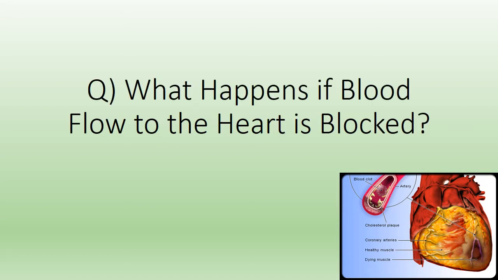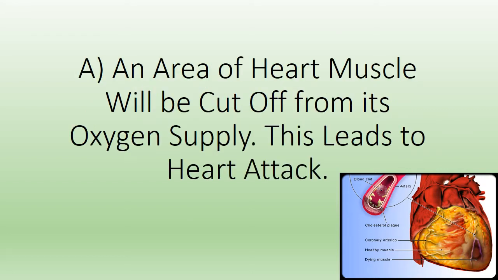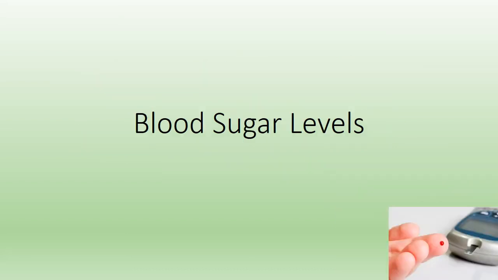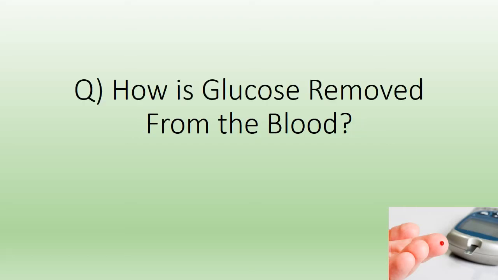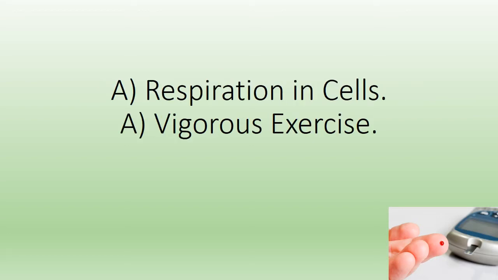What happens if blood flow to the heart is blocked? An area of the heart muscle will be cut off from its oxygen supply. This leads to heart attack. Blood sugar levels. Respiration in cells, vigorous exercise.